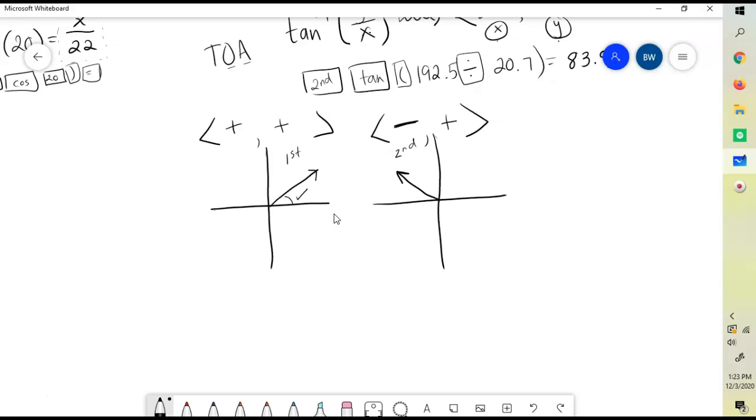Now, what we would have to do here is once we got this measure, because we're measuring this triangle, we have to talk about it in relation to this starting point.